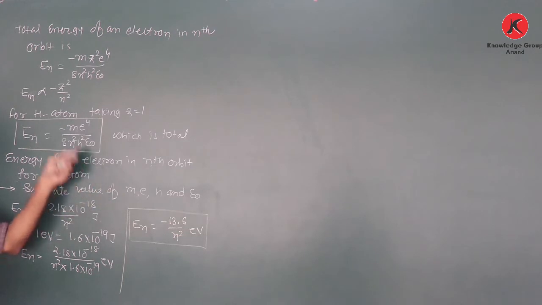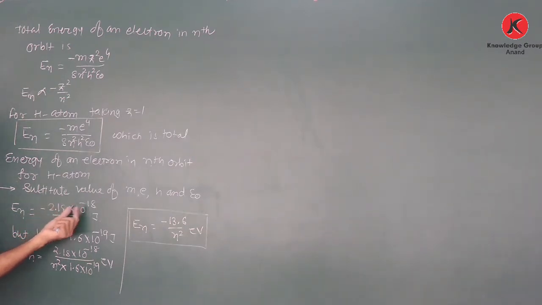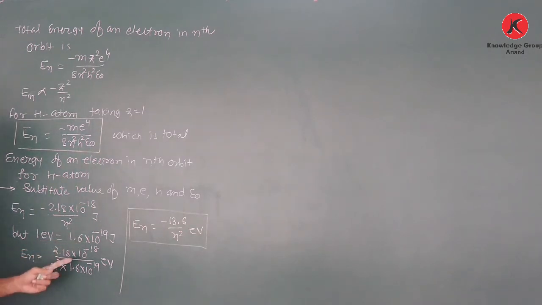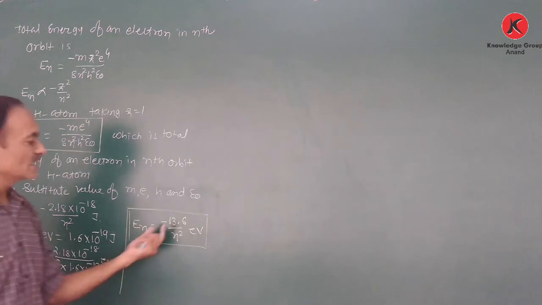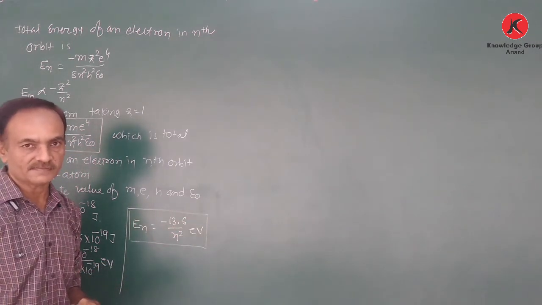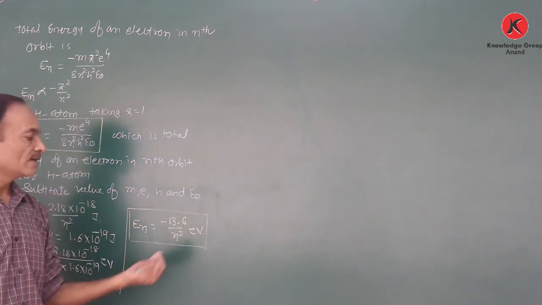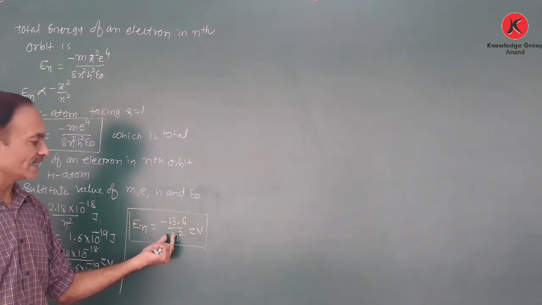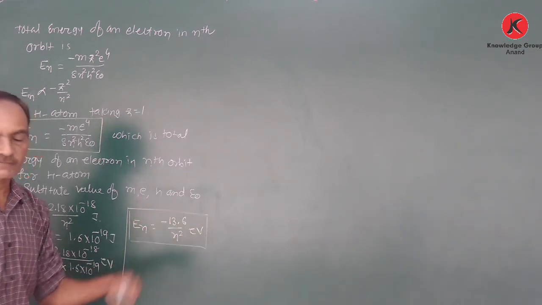Now we substitute the value of mass of an electron, charge of an electron, Planck's constant and epsilon 0. We obtain En is equal to minus 2.18 into 10 to the minus 18 joule upon n square. To convert into electron volt, we know that 1 electron volt is equal to 1.6 into 10 to the minus 19 joule. So divide this energy in joule by 1.6 into 10 to the minus 19. So we obtain the energy of electron in the nth orbit is minus 13.6 upon n square for hydrogen atom. And from this, the energy of electron in Bohr radius is minus 13.6.